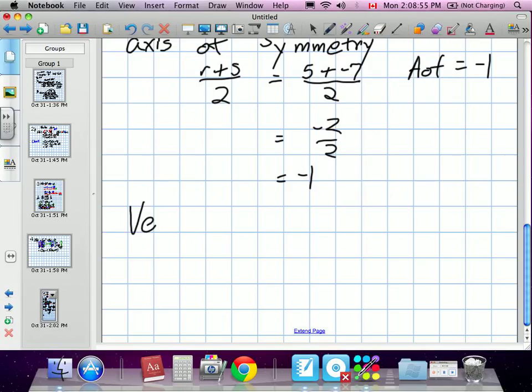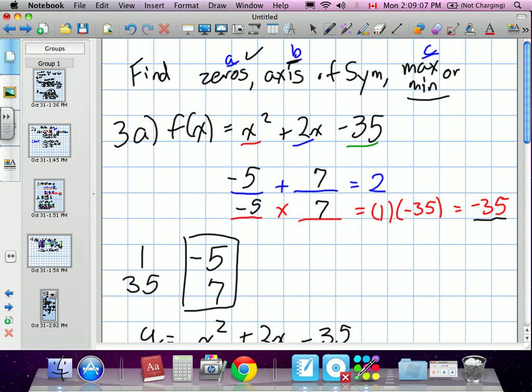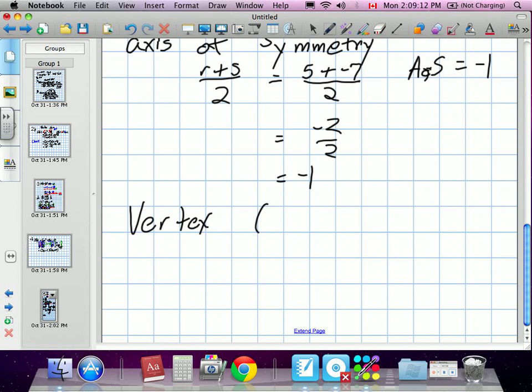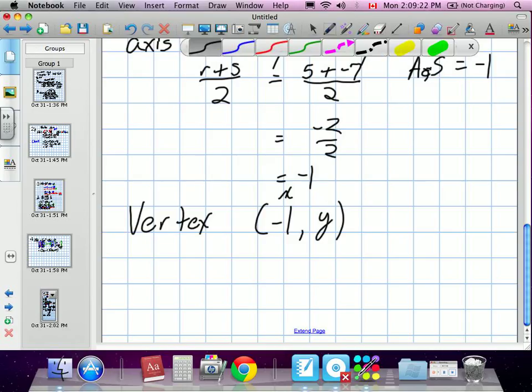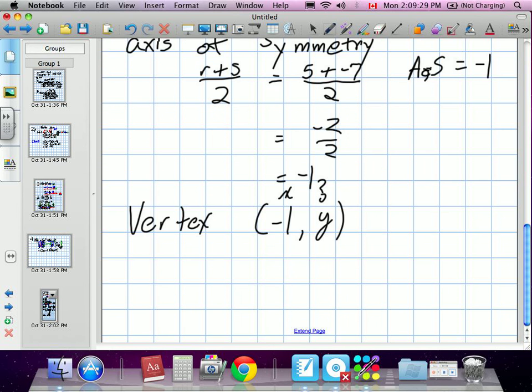So our vertex is going to help us find the maximum or minimum. So we need to plug our axis of symmetry number, which is our x value of the vertex, into an equation to solve for our y value. We're looking for it. Oh, that's supposed to be a question mark. So I can use either factored or standard form. In this case, I'll use the factored form we had. Our factored form was x minus 5 times x plus 7.